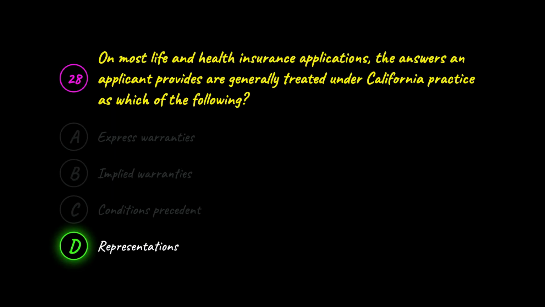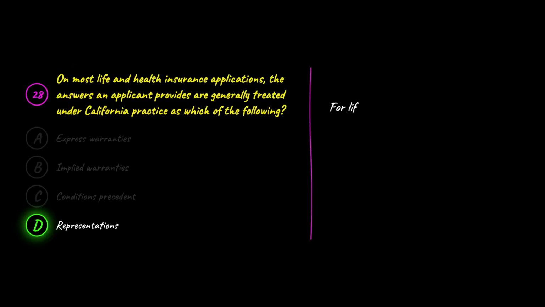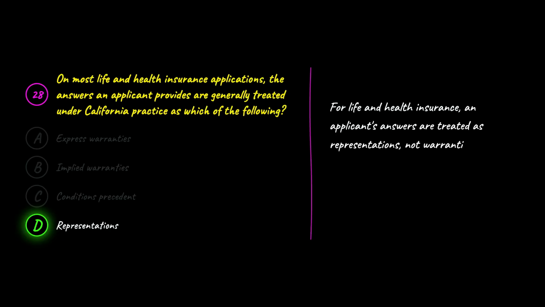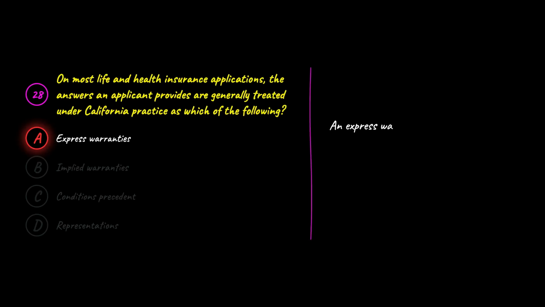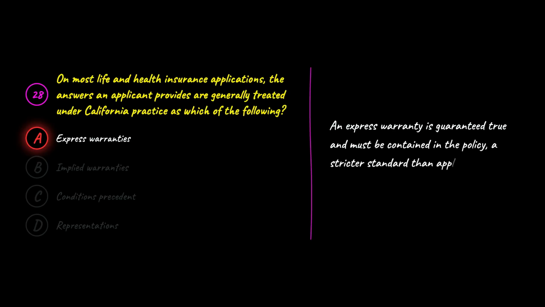The correct answer is D. Representations. D is correct because for life and health insurance, an applicant's answers are treated as representations, not warranties. A misstatement undoes coverage only if it is material, which is more protective of the insured. A is wrong because an express warranty is guaranteed true and must be contained in the policy, a stricter standard than applies to ordinary application answers.